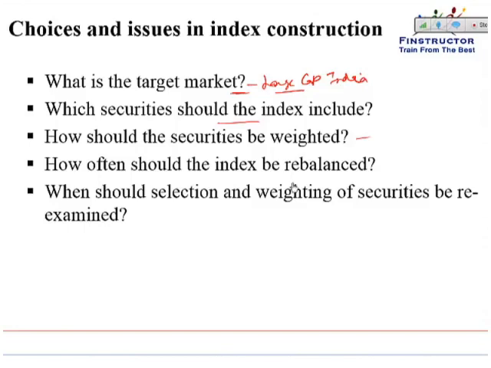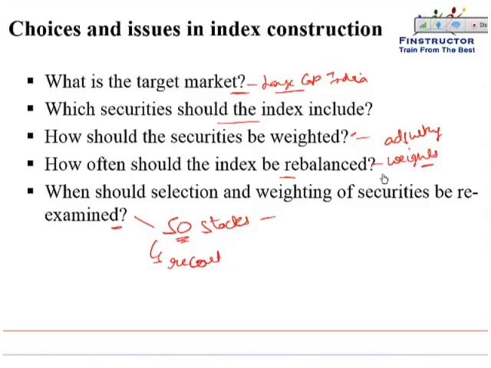How often should the index be rebalanced? That is, how often should these weights be readjusted? So rebalancing means adjusting the weights of the various securities in the index. When should the selection and weighting of securities be re-examined? So let's say we chose some 50 stocks, and let's say one of these companies becomes bankrupt. So it's no longer a large cap company. So the constituents also may need to be changed and replaced. So there is rebalancing that may need to be done.